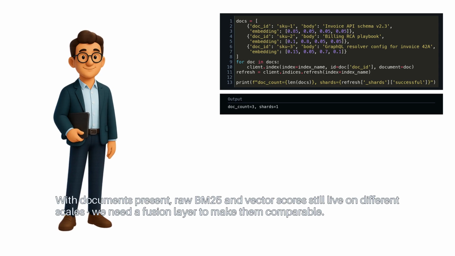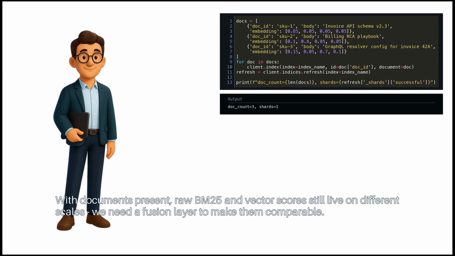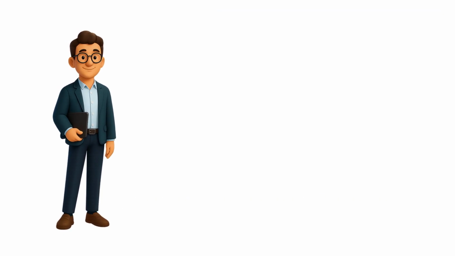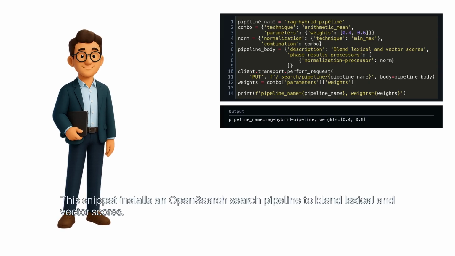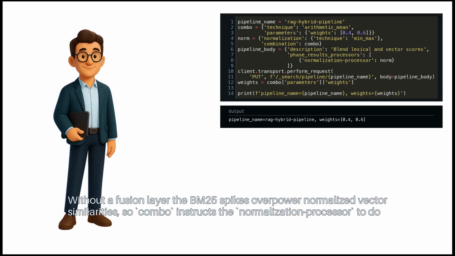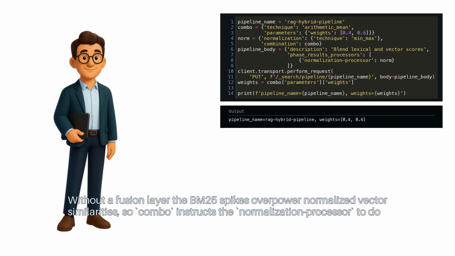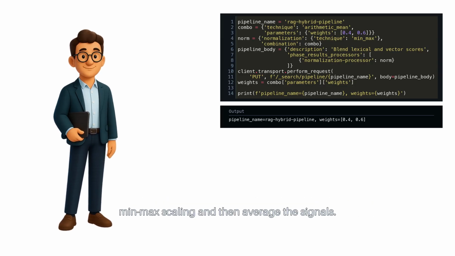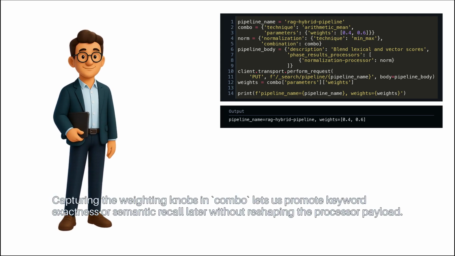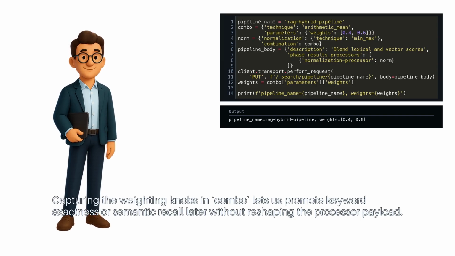With documents present, raw BM25 and vector scores still live on different scales. We need a fusion layer to make them comparable. This snippet installs an OpenSearch search pipeline to blend lexical and vector scores. Without a fusion layer, the BM25 spikes overpower normalized vector similarities. So combo instructs the normalization processor to do min-max scaling and then average the signals. Capturing the weighting knobs in combo lets us promote keyword exactness or semantic recall later without reshaping the processor payload.